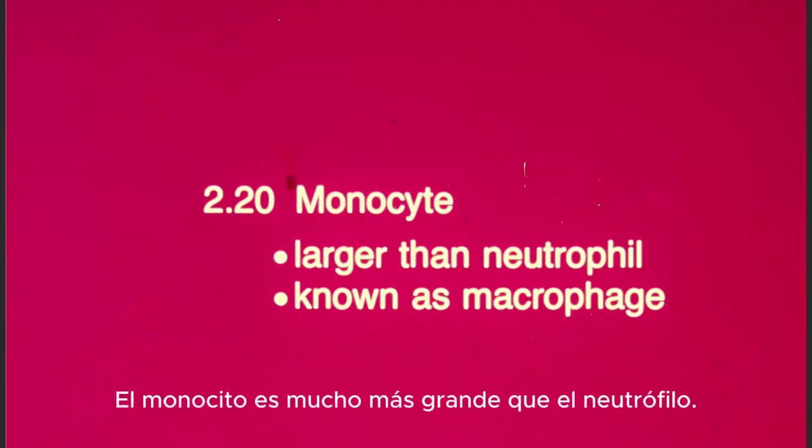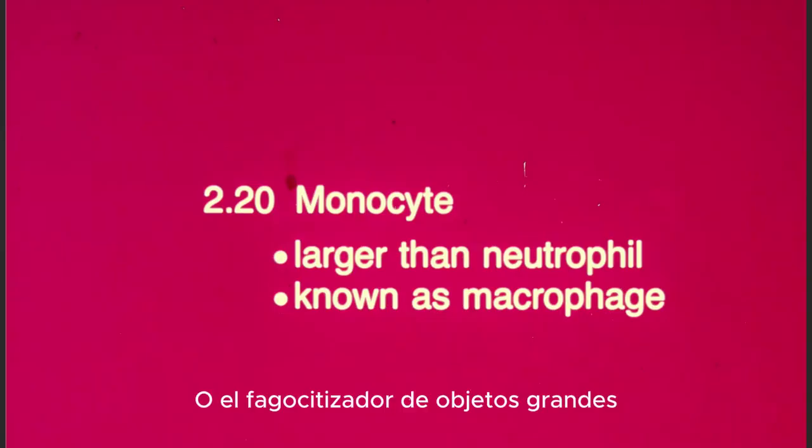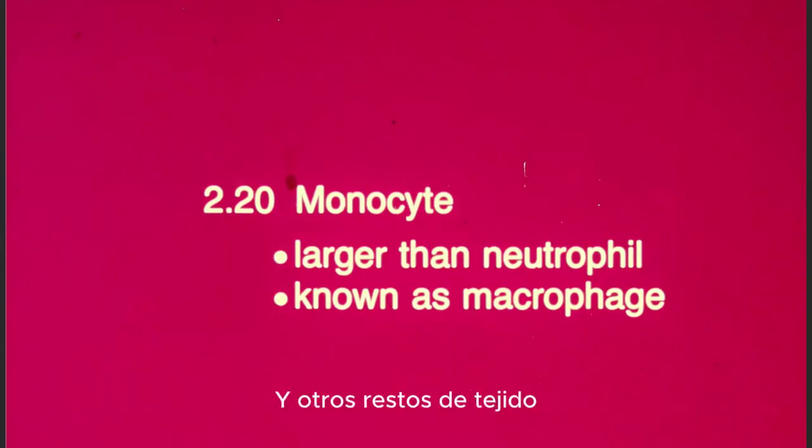The monocyte is much larger than the neutrophil, and thus it is sometimes known as the macrophage, or the phagocytizer of large objects. It is capable of phagocytizing bacteria that were too large for the neutrophil, and also of phagocytizing dead neutrophils and other tissue debris.